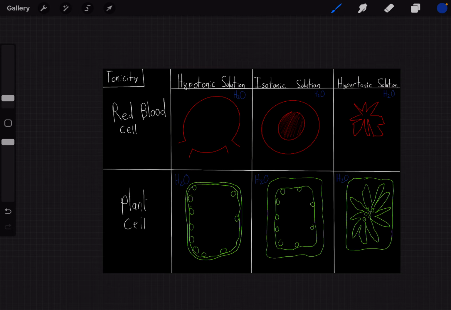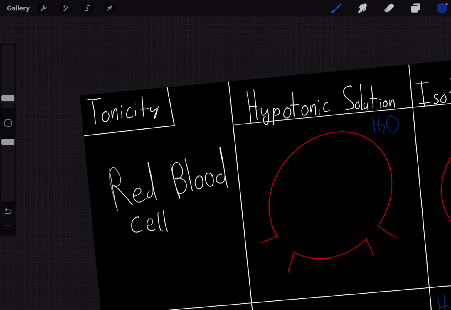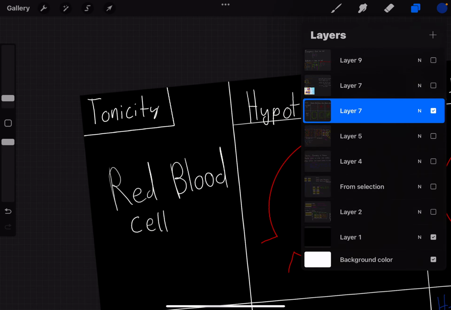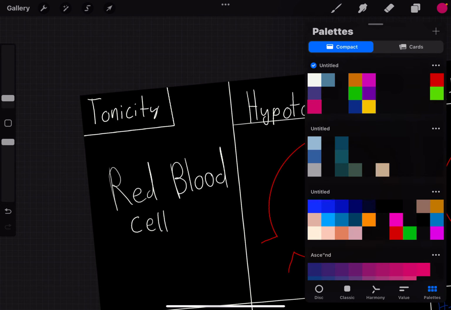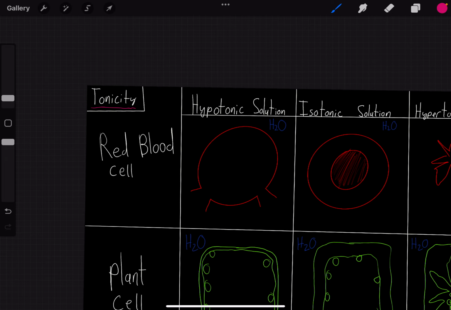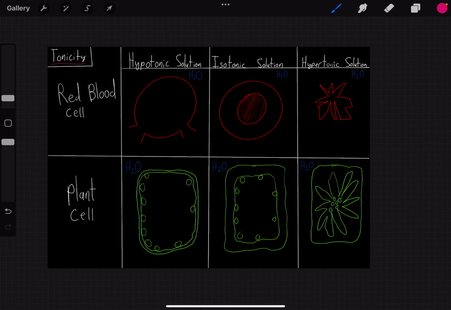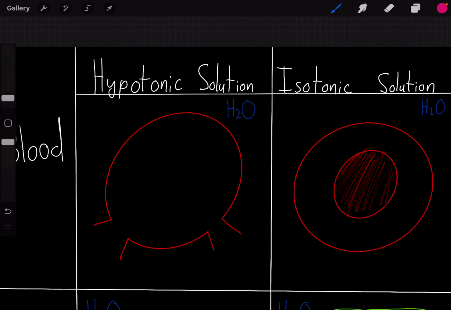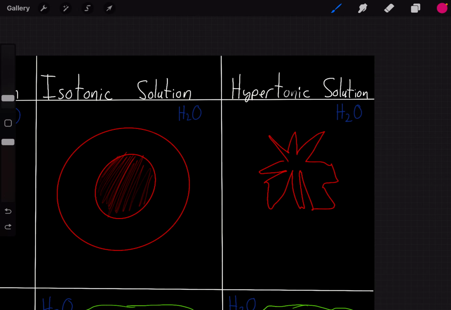Tonicity. This whole slide is basically tonicity. There are a couple of different types of tonicity, and we'll be talking about a red blood cell and a plant cell, and the different types of tonicity. So the three types of tonicity are hypotonic, isotonic, and hypertonic.